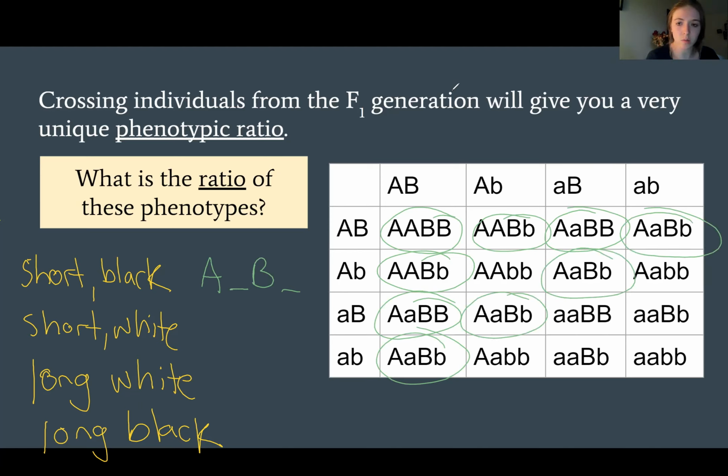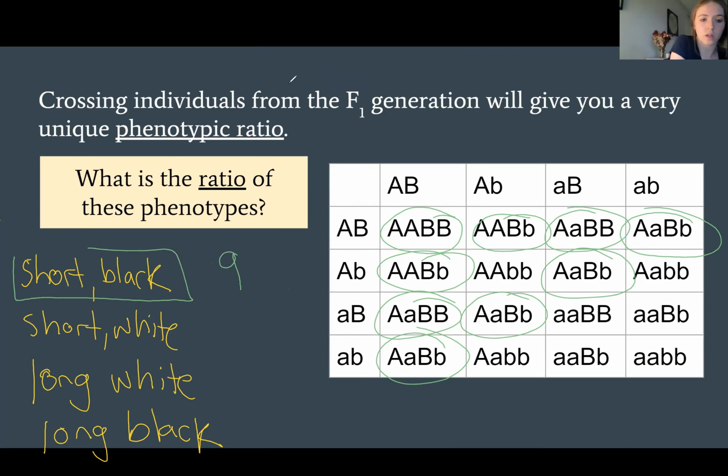So if you count all those up together, you're going to have a probability of 9 individuals that are short and black. Let me go ahead and write that on the screen. 9 individuals that are short and black.